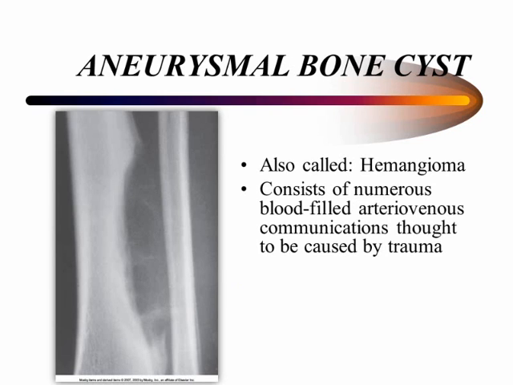An aneurysmal bone cyst, also referred to as a hemangioma, consists of numerous blood-filled arteriovenous communications thought to be caused by trauma. In long bones, an aneurysmal bone cyst is an expansile, eccentric, cyst-like lesion that causes pronounced ballooning of the thin cortex. Because severely thin cortex is difficult to detect, the tumor resembles a malignant process.